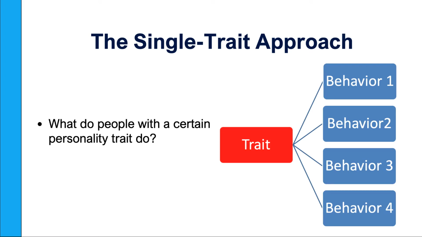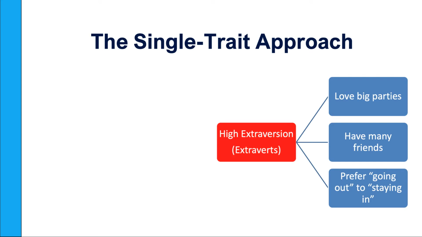In the single trait approach, the question that researchers are asking is what behaviors go along with high and low levels of any given personality trait. So you measure a personality trait and then identify the behaviors that are correlated with that trait. Here's an example. Say that researchers wanted to know what kind of behaviors a person who is highly extroverted engages in. So you would measure extroversion. That is your single trait.